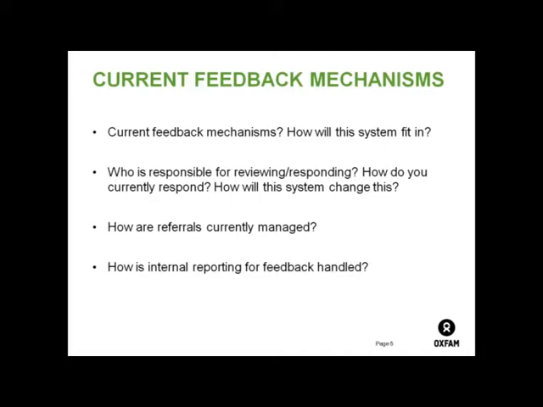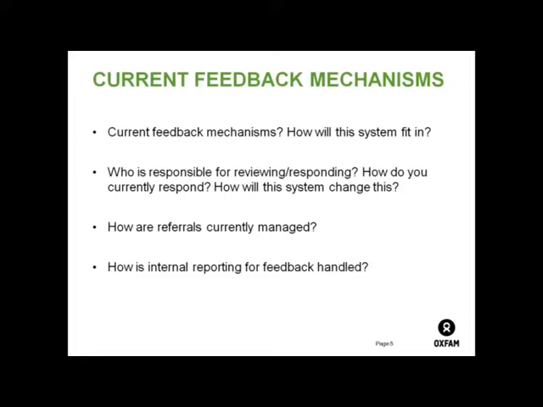Obviously, part of this is thinking about what the current feedback mechanisms are. This system is not one system that can take over all types of feedback. There still needs to be multiple systems in place. So it's looking at how this system fits. Can it replace anything? But we're still always going to have a hotline. Suggestion boxes are also a good one to have, and it's about having a multitude of ways that people can give feedback to make the various mechanisms as inclusive as possible. We also need to think about who's currently responsible for reviewing and responding to feedback, how people are currently responding, and potentially how this system could change that.